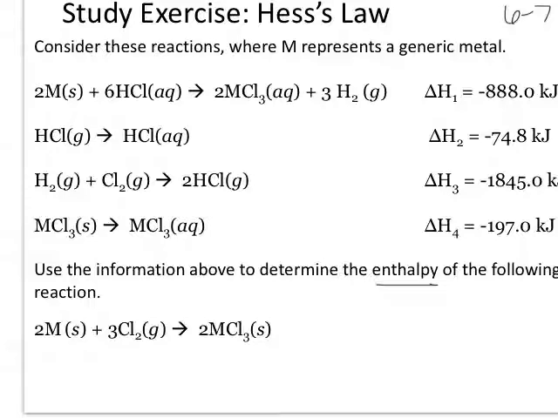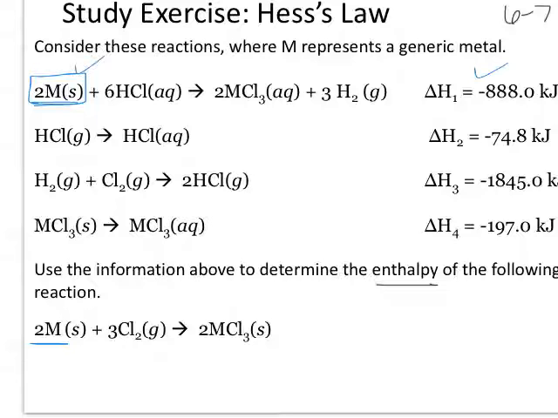So the first thing I do is look for 2M solid. Okay, there it is, 2M solid. It's on the reactant side of the equation, and it has the correct coefficient in front of it. So I am not going to do anything to that equation. I'm going to leave the delta H1 alone. If I do something to a reaction equation, I have to do the same thing to the delta H.